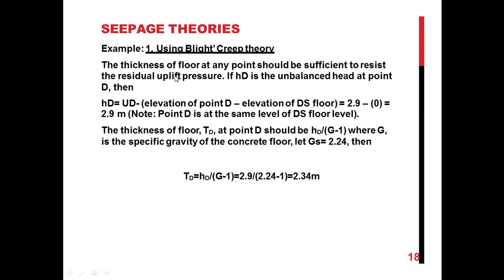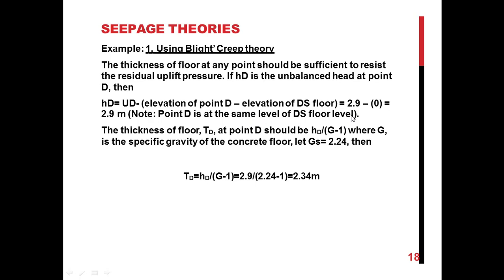Now the thickness of the floor at any point should be sufficient to resist the residual uplift pressure. If HD is the unbalanced head at point D, then HD is equal to UD minus elevation of point D minus elevation of the downstream floor, which is equal to 2.9 minus 0, that is 2.9 meter. Note, point D is at the same level as the downstream floor level.